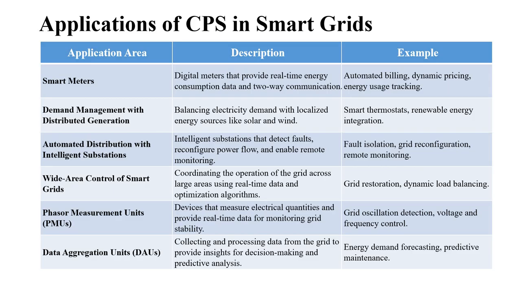Here, this involves optimizing electricity usage across the system, especially with the integration of distributed generation sources like solar panels or wind turbines. And this allows for better load balancing and resource allocation, ensuring that the grid operates efficiently. Examples are smart thermostats, renewable energy integrations. These smart thermostats are devices which automatically adjust the heating or cooling in homes based on grid demands or pricing signals.